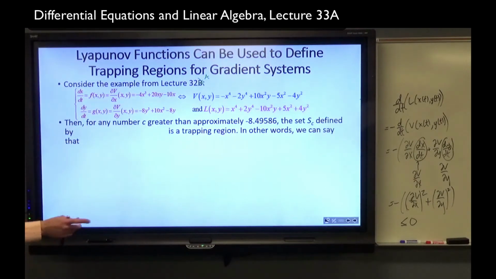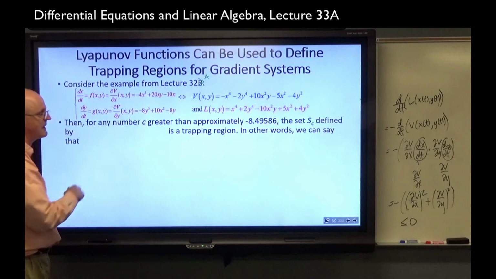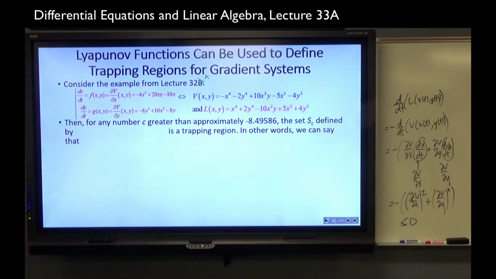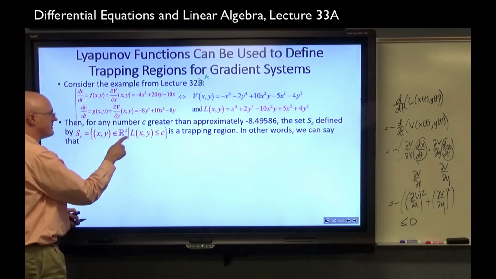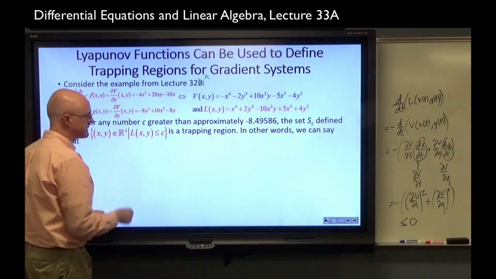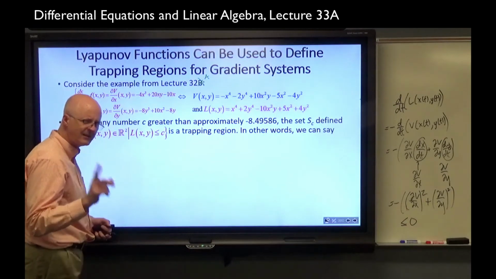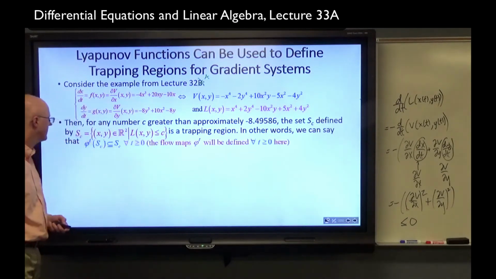It turns out, and I'm going to show you this on Mathematica here in a minute, that for any number c greater than or equal to approximately negative 8.49586, so I shouldn't say greater than or equal to. That's an approximation. The set S of c, defined by this equation, is a trapping region. This is the set of all points where the value of the Lyapunov function is less than or equal to c. It'll be more clear if we look at a picture.